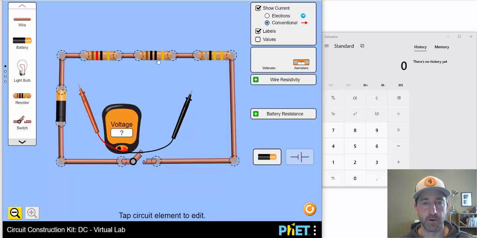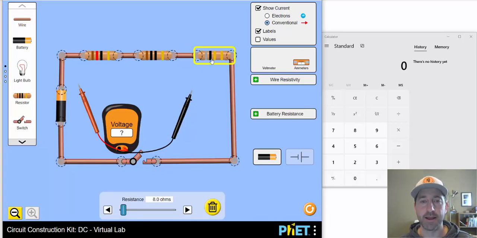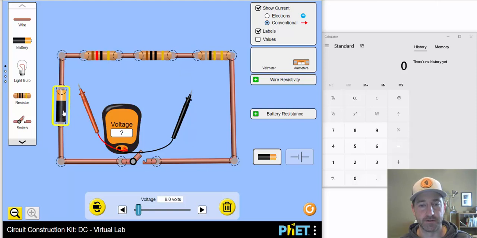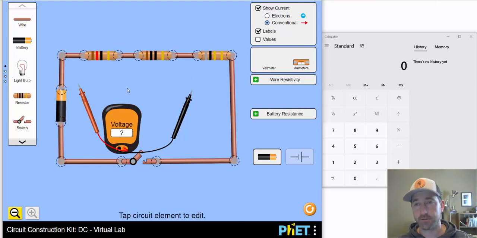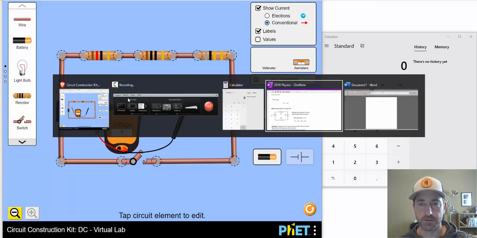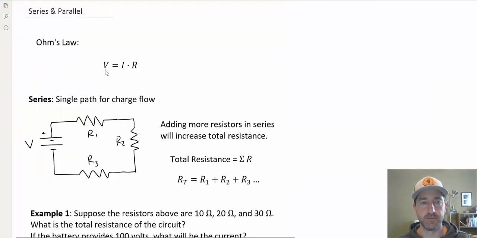They're all different. I've got a 12 ohm, a 10 ohm, and an 8 ohm resistor. And they're hooked up to the standard 9-volt battery that you would get in the circuit construction kit on the PhET website. But I want to take a look at how the Ohm's law equation works. So just to refresh our memory, Ohm's law is the idea that voltage equals current multiplied by resistance, and that can work for a series circuit as a whole or for each individual component within a circuit.